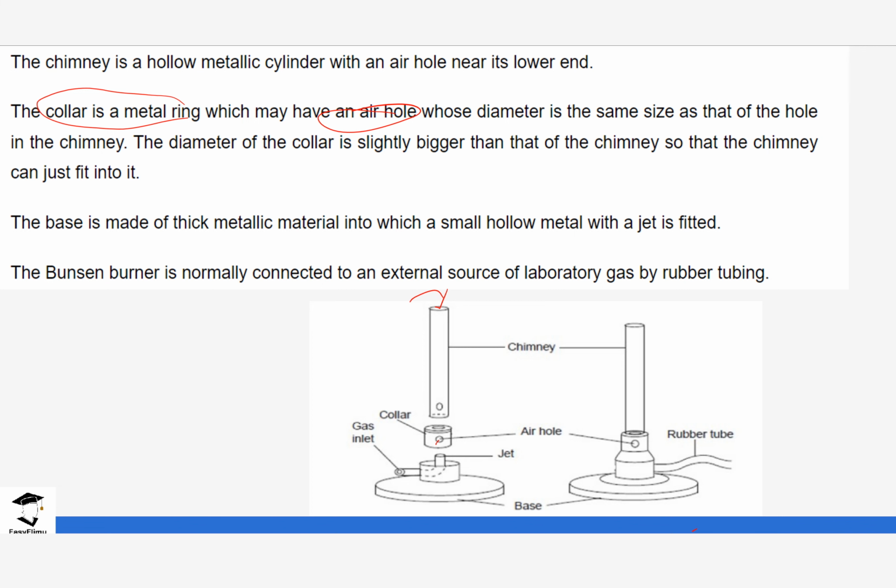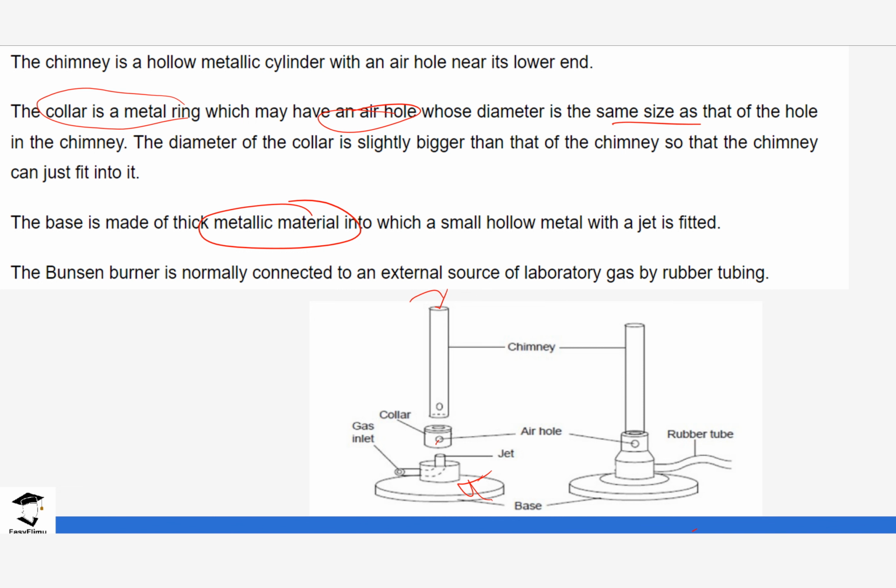It is usually the same size as that of the air hole in the chimney, but a little bit bigger in comparison to the chimney. So we also have the base at the bottom. The base is usually large. It's usually metallic in material, and then it has a small opening which is fitted to the jet. And the base is usually used for supporting. We are going to go into details on the uses later.